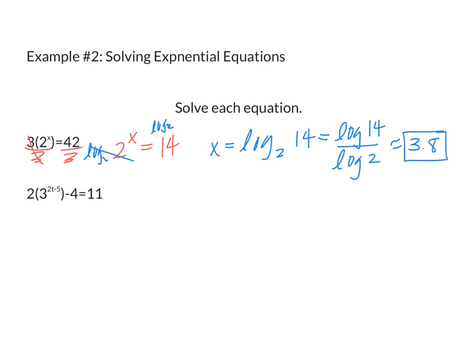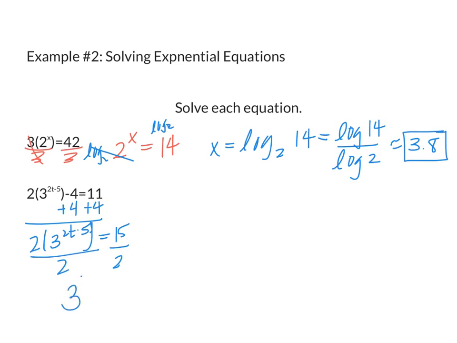All right, we're going to follow that same process with a second problem. Again, our goal is to get the power by itself. So the first thing I'm going to do is add 4 to both sides. That's going to give me 2 times 3 to the 2t minus 5 power equal to 15. Then if I divide by 2, I'm going to get 3 to the 2t minus 5 power equal to 7.5.